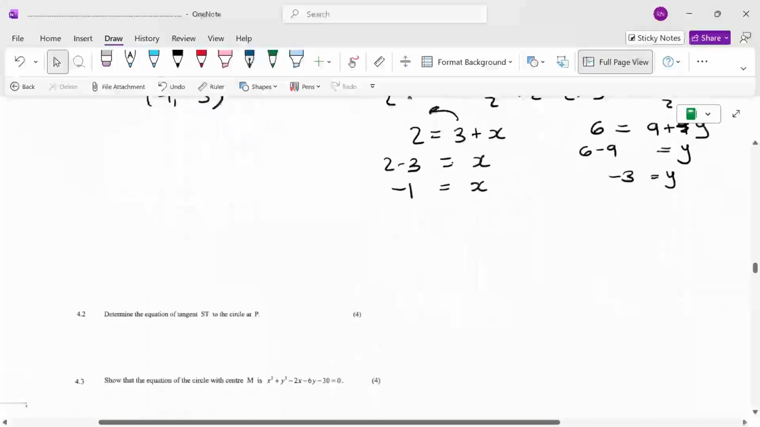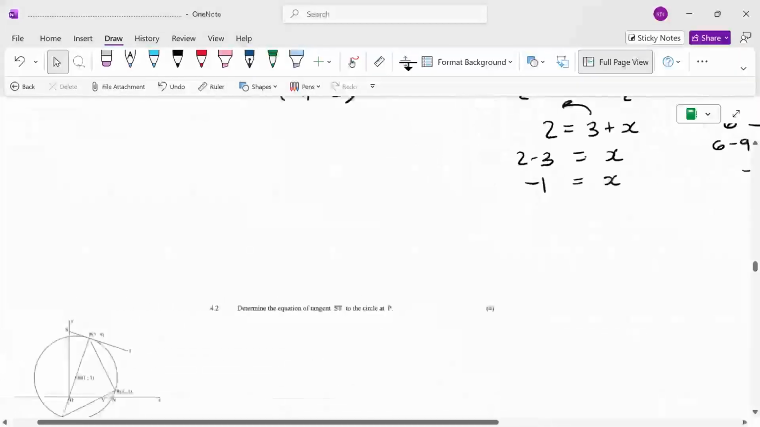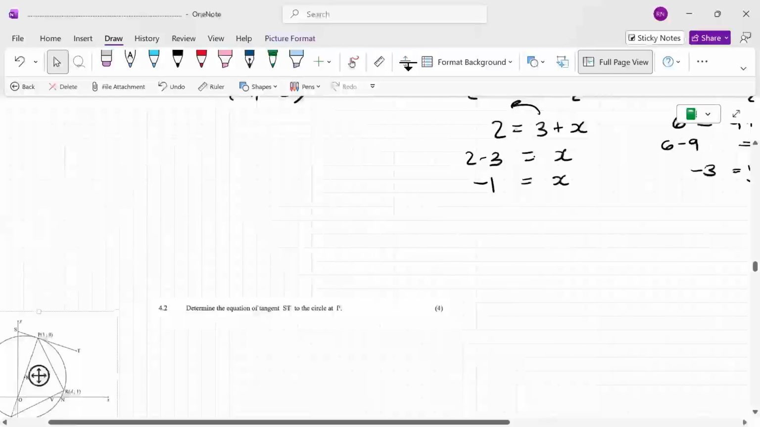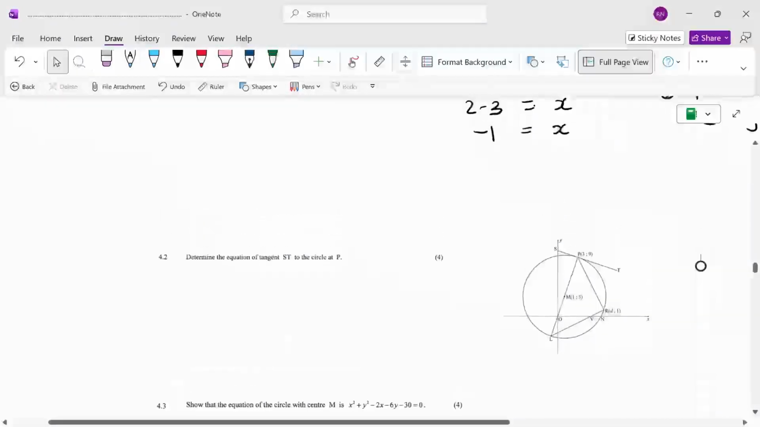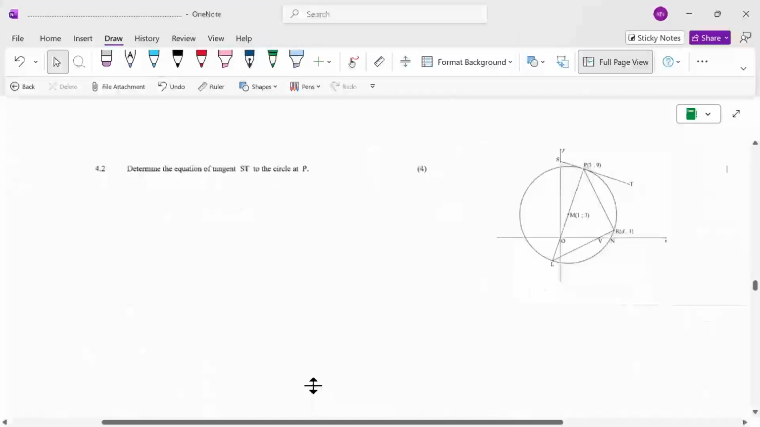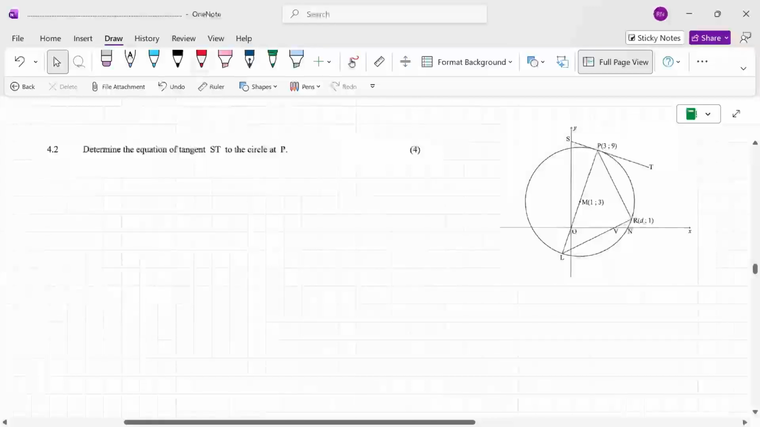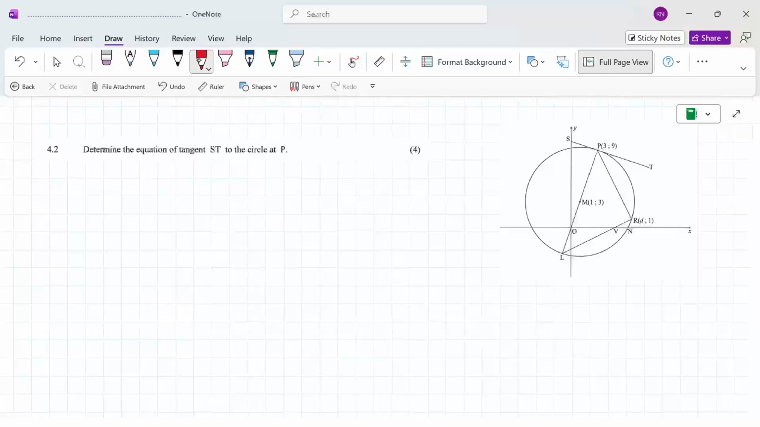Okay, next question says, I'm just going to move this down, and then I think I have a diagram. Yes, I do have a diagram. Let's move that here. Okay, so we've just now found that L is equal to minus 1 and minus 3. Maybe we can put that on the diagram as we go. So the next question is, determine the equation of ST, the tangent ST to the circle at P, right? So we've found L already to be minus 1 and minus 3, so we can keep that there.